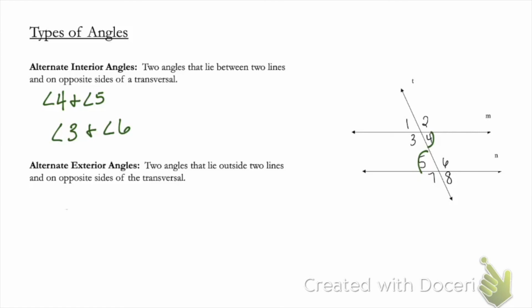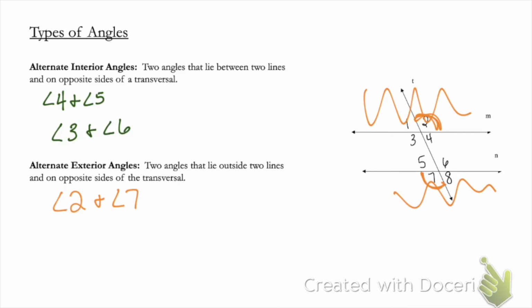Next, we have alternate exterior angles. Same thing, but now we're talking about the exterior of M and N. So we're looking outside of our parallel lines. If I'm looking outside of them and I'm looking at alternate, it would be, for example, 2 and 7. And then our other example would be angles 1 and 8.